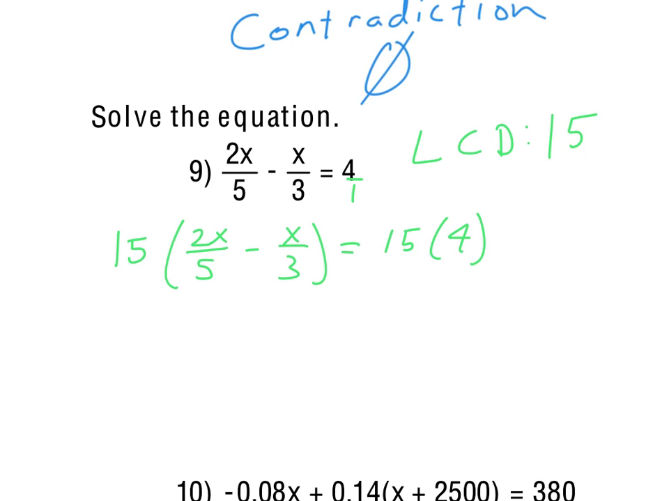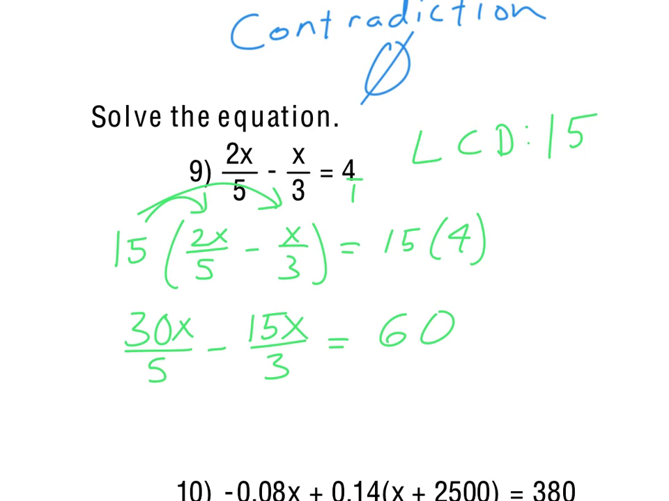On the left side we do have to distribute, and in this case it's not too tough just to multiply the 2x over 5 by the 15. You get 30x over 5. And the x over 3 by 15, you get 15x over 3. And of course 15 times 4 is 60. Oftentimes when I look at this kind of distribution here, I just think of, well, what's 15 divided by 5, which gives me 3, multiply that by the 2, which gives me 6.